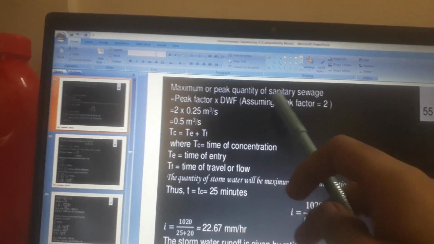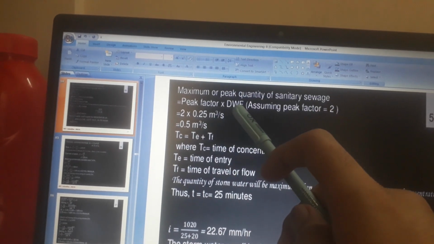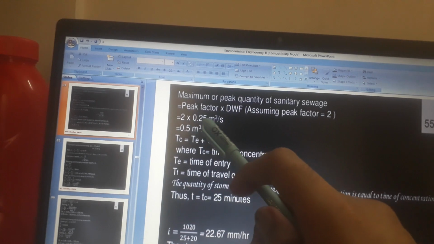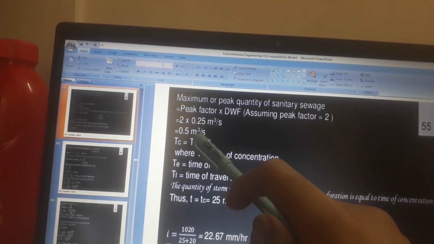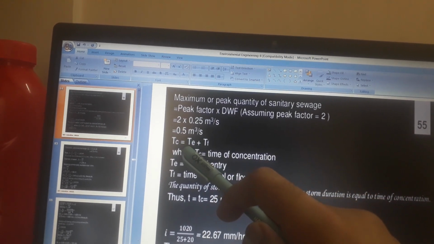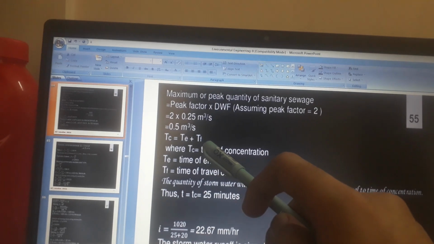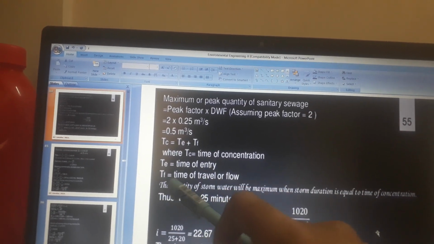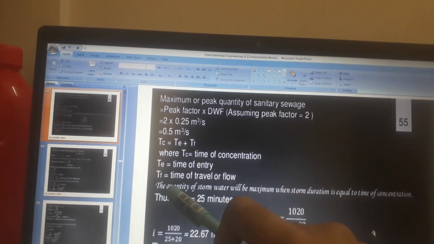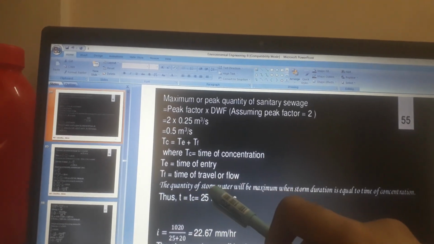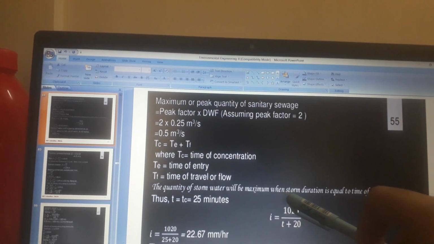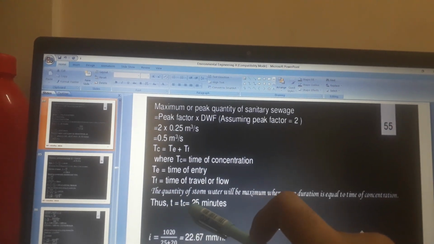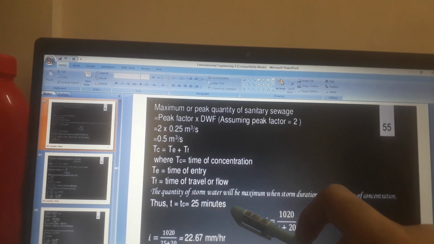Maximum or peak quantity of sanitary sewage is equal to peak factor into DWF, assuming peak factor is equal to 2. Then 2 into 0.25 meter cube per second is 0.5 meter cube per second. TC is equal to TE plus TF, where TC is time of concentration, TE is time of entry, TF is time of travel or flow. The quantity of storm water will be maximum when storm duration is equal to time of concentration. Thus T is equal to TC is equal to 25 minutes.